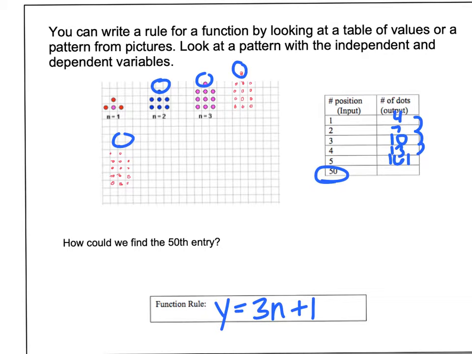So stare at that function rule a little bit. Sometimes you have to guess and check to get them. You can use logic to get them. But now we could easily figure out what n equals 50 would be. We could predict using our function rule or equation for n equals 50. And so we'd take 50 times 3 plus that 1 little extra dot we're going to get at the top. So you would end up with 151.